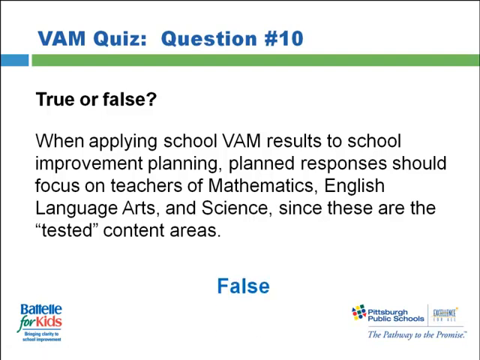The correct answer is false, because although the test-based VAM estimates are in mathematics, English language arts, and science, those results are reflective of the entire school. All adults in a school contribute to students' growth, not just those teaching in the tested areas.